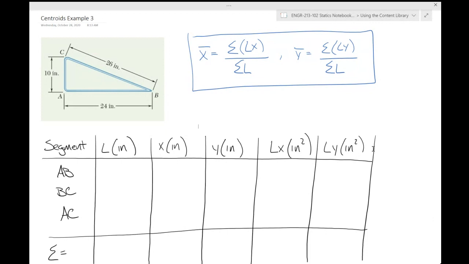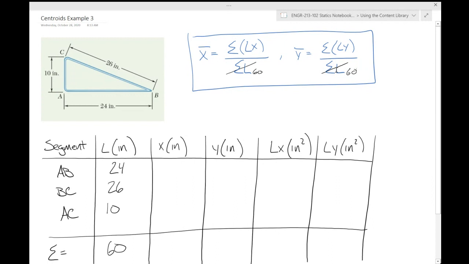Okay, let's deal with the lengths first. So just to make sure everybody's awake, what's the length of segment AB? There we go. That's 24. The length of segment BC is going to be 26, and the length of segment AC is going to be 10. So 24 plus 26 plus 10 is 60. That's pretty easy. So that's the sum of the lengths. So this term right here is going to be 60 on both of those. Okay. Next, we need the X and Y coordinates.